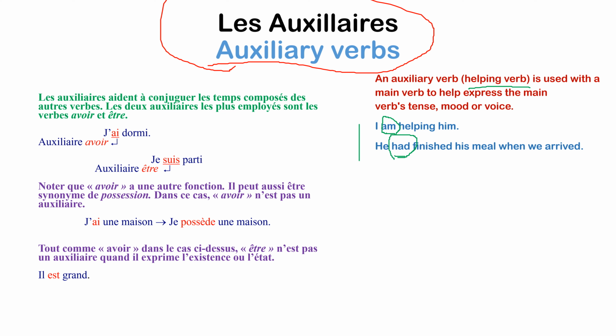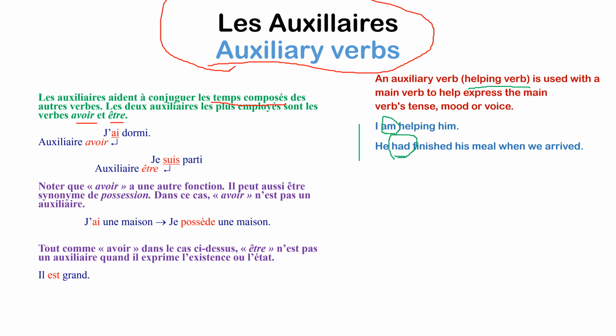Let's look at the French version now. So, les auxiliaires aident à conjuguer les temps composés des autres verbes. Do not worry about le temps composé for now. We're going to see it soon. Les auxiliaires aident à conjuguer les temps composés des autres verbes. Les deux auxiliaires les plus employés sont le verbe avoir et être. A piece of unsolicited advice: learn these two verbs by heart. They are going to help you enormously in your learning.